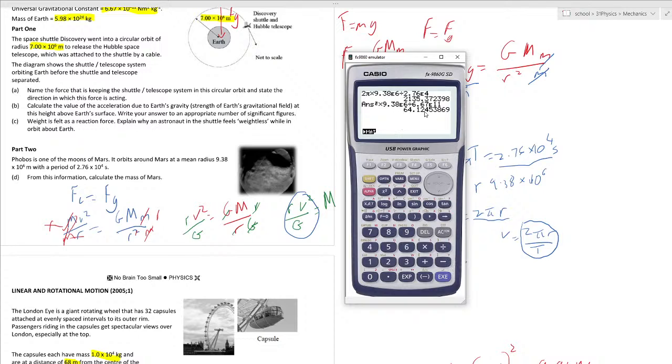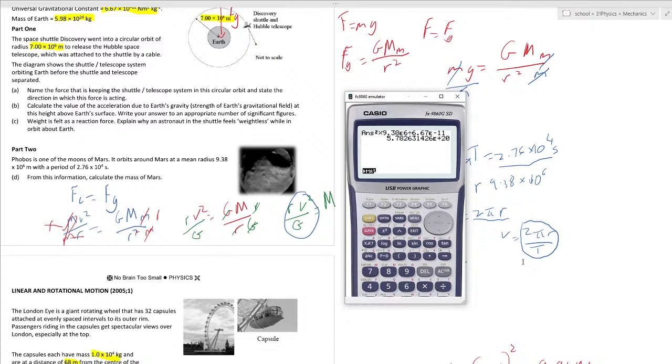I know this is not right because the mass of Mars is not 64 kilograms. So what have I done there? I've made a mistake somewhere. Oh, it's 10 to the 11. Okay, so I need to go back. How do we go back in this thing? Delete the negative 11. Okay, that's better. 5.78 times 10 to the 20.